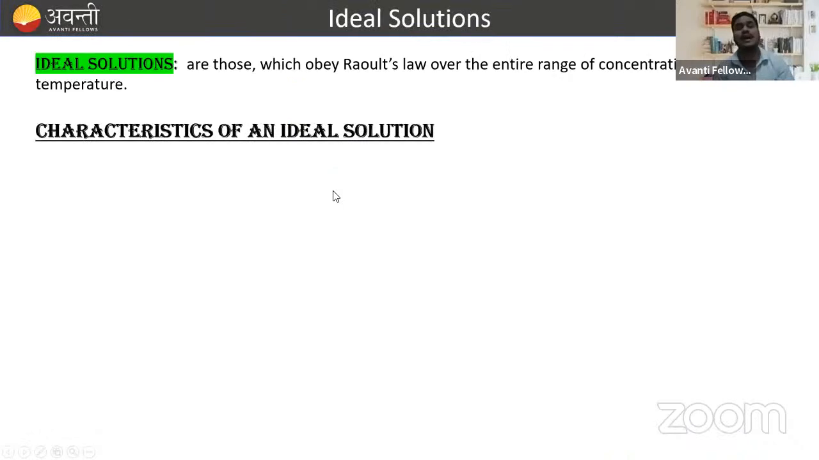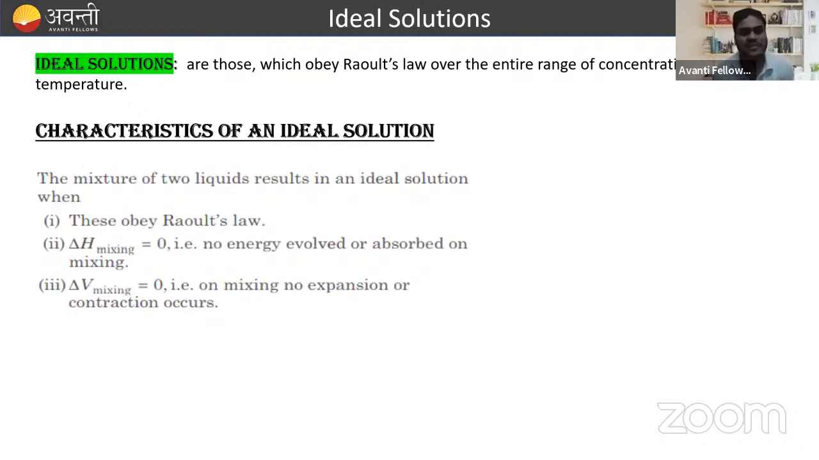So let's start with the quick revision. We all know about the ideal solution, right? We already discussed the ideal solution in our previous class. We all know the ideal solutions are those which obey Raoult's law over the entire range of concentration. And there are some characteristics of an ideal solution: enthalpy of mixing for an ideal solution is equal to 0, delta V of mixing for an ideal solution is 0, and delta G always comes out to be negative, right? These are some important characteristics of an ideal solution. It means any solution which follows Raoult's law is known as an ideal solution.